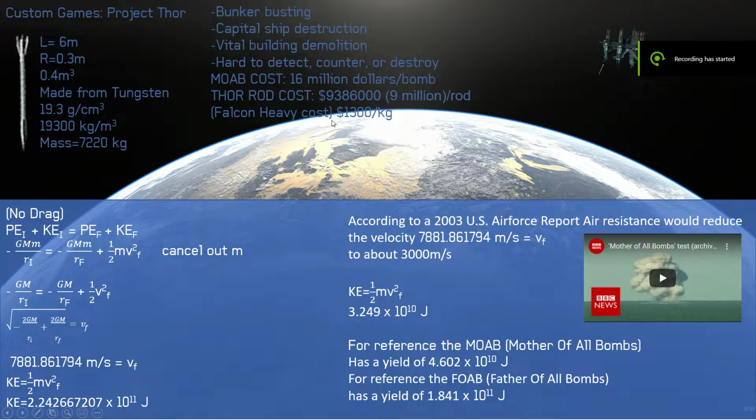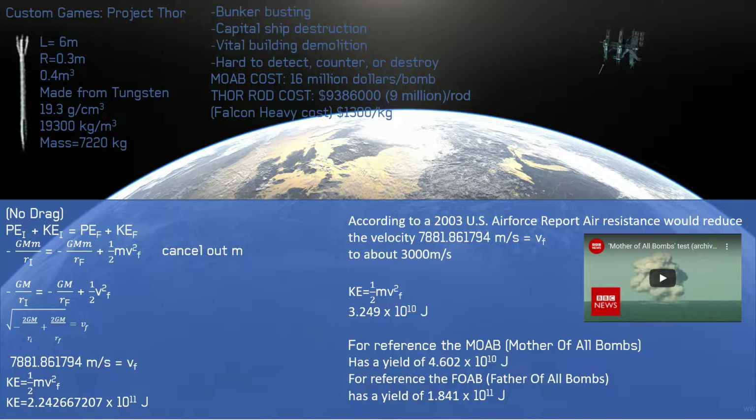For my second part of the project, I am going to be calculating a theoretical weapon and the physics behind it. So, Project Thor, more or less, was a theoretical weapon that could have been developed, and the idea originated during the Cold War era. And the idea was relatively simple. Drop a tungsten rod from really high up and destroy buildings and cities with kinetic energy.